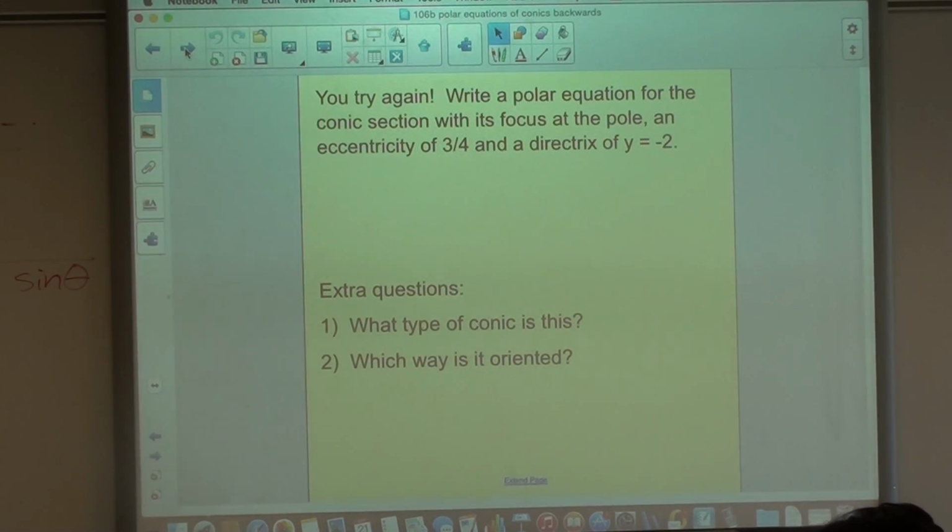Do you have to simplify any fractions on the top? I like to simplify. I don't like to have complex fractions. So I do like to simplify. It's not hard to simplify.